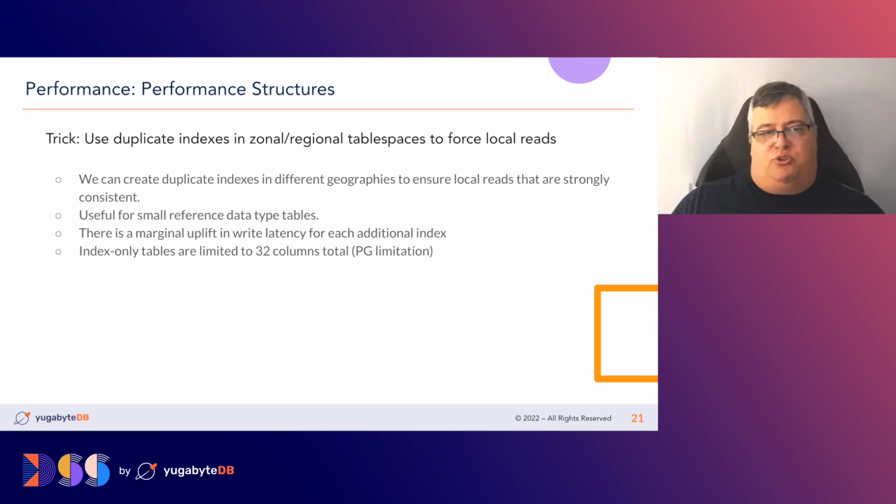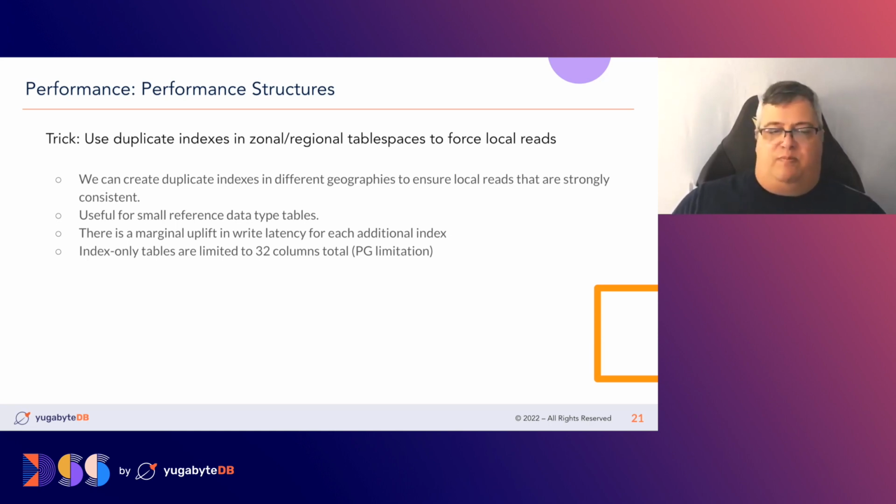Finally, another trick is to combine these two techniques. Given the tablespace discussion earlier, we can create duplicate indexes in different geographies to ensure that we read from a local copy that is strongly consistent, i.e. it gets updated when the rest of the table does. Typically we do this with small reference data type tables, and there is a marginal uplift in the write latency for each additional index. This is why we typically do it on the smaller reference type tables.